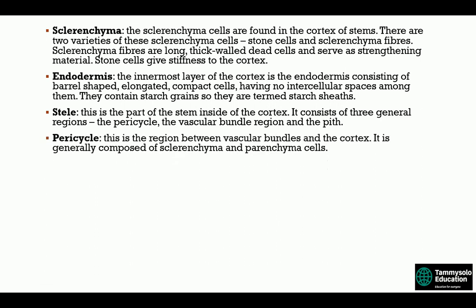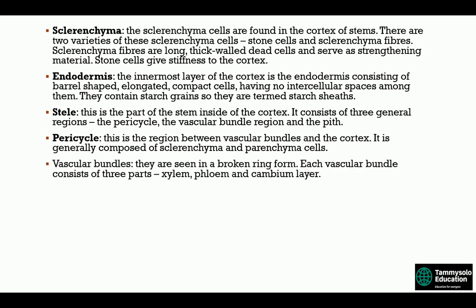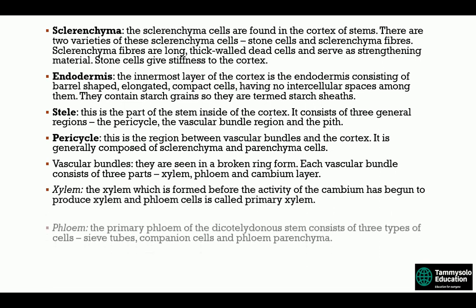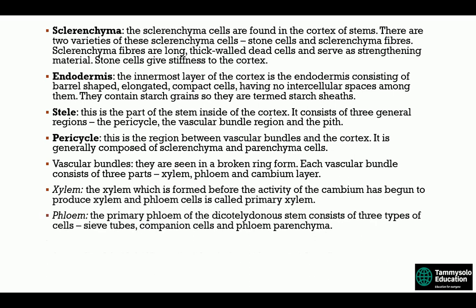The pericycle is the region between the vascular bundles and the cortex. It is generally composed of sclerenchyma and parenchyma cells. Vascular bundles are seen in broken ring form. Each vascular bundle consists of three parts: xylem, phloem, and cambial layer. The xylem, which is formed before the activity of the cambium has begun to produce xylem and phloem cells, is called primary xylem. That's the xylem that comes first, before xylem and phloem are produced by the cambium.